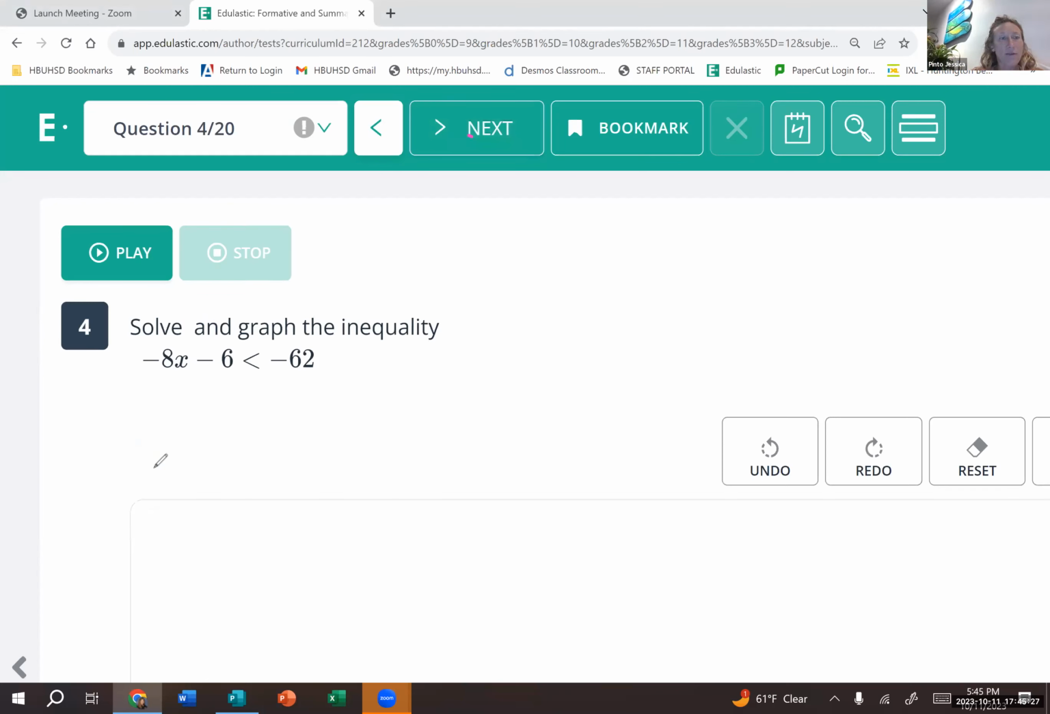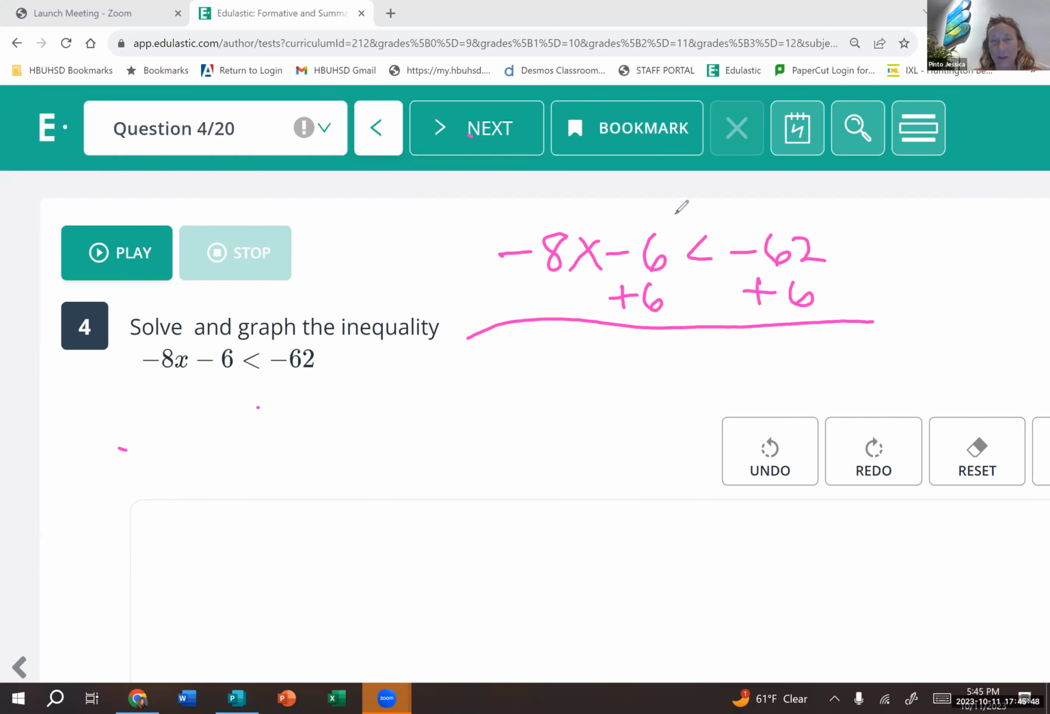Okay, another solve and graph. I see that again we have an inequality that has a negative. So we're going to write that as negative 8x minus 6, inequality negative 62. So we're going to again get rid of the constant. So the opposite of minus 6 is plus 6. Then we're going to have negative 8x inequality. These are opposites, so we're going to subtract. I'm borrowing, that's giving me 6, 5, keeping the sign of the negative of the bigger value.